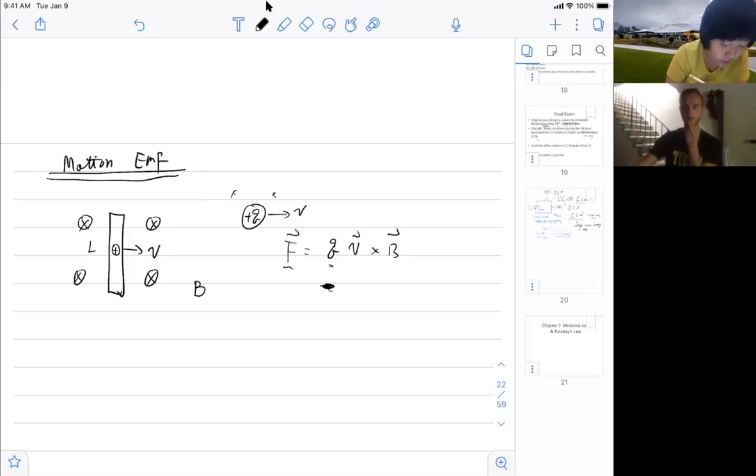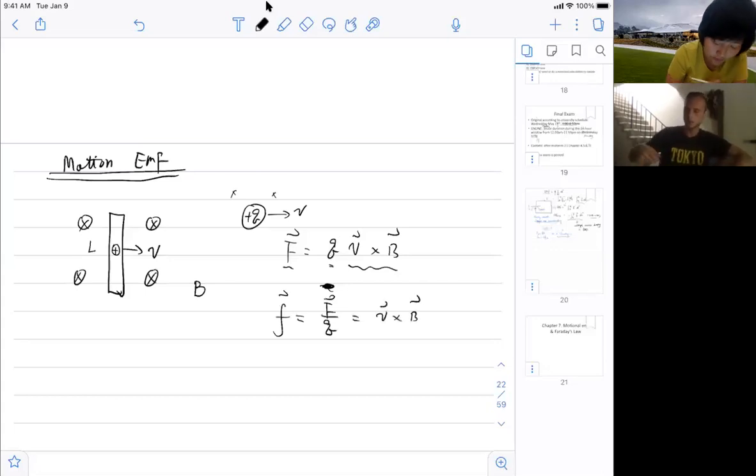But let's just say you have all these little charges inside the bar and they're moving. And it's going to feel a force that's in the direction of V cross B. Now you could write this F as the force per unit charge, which is F over Q. Then you can just worry about the V cross B.